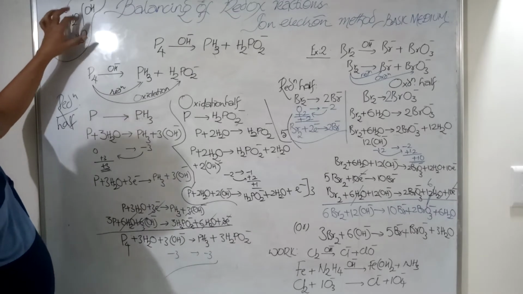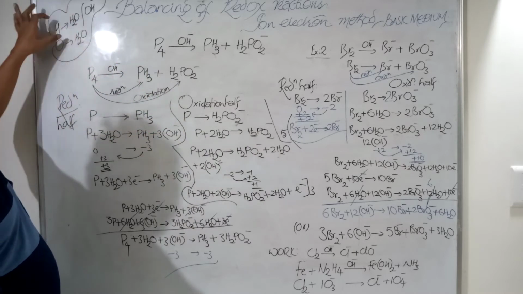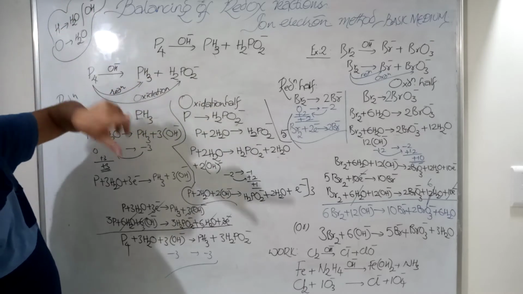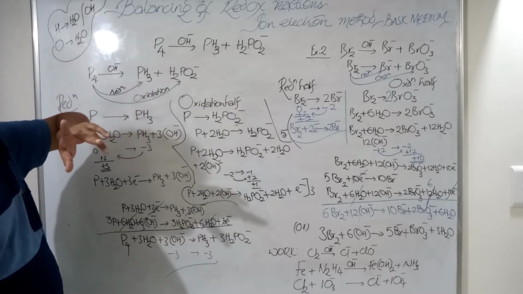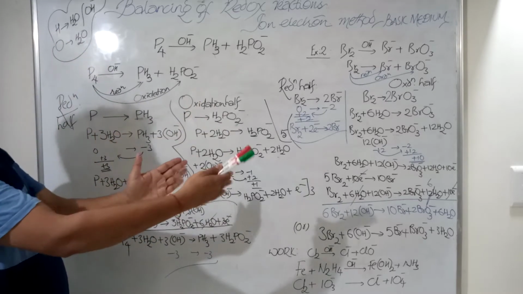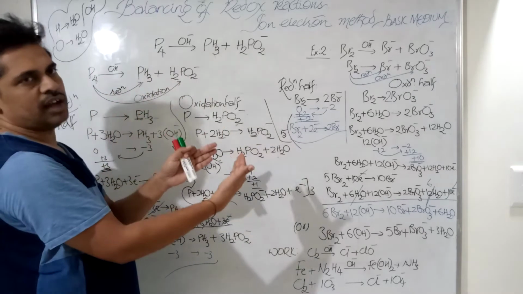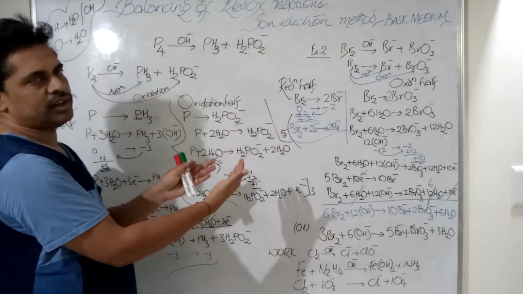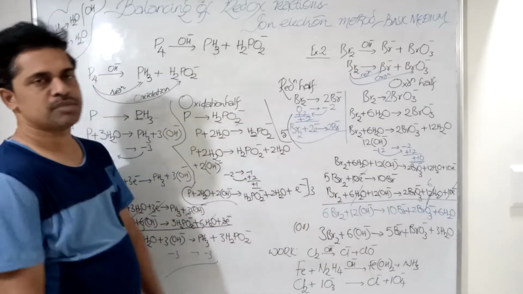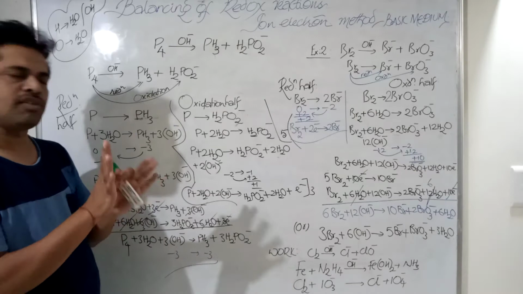Oxygen, when you are balancing, we add water. Same in acidic medium also we do the same. Hydrogens, when you are balancing in acidic medium, you are adding H plus, but in basic medium it should be water, immediately OH minus. For example, if left side you need hydrogens, you add water on the left side, and immediately the same number of OH minus you add on the right side. Same number.